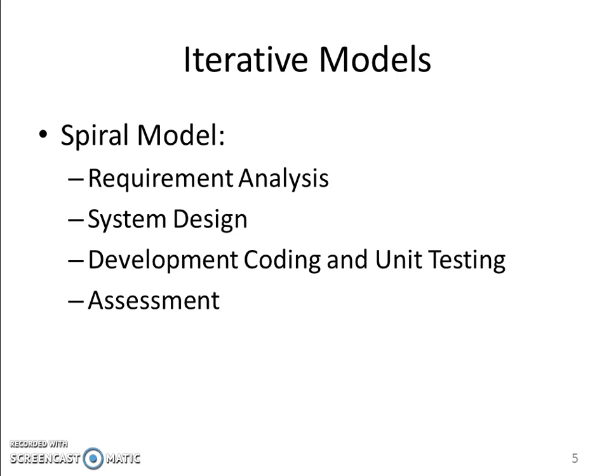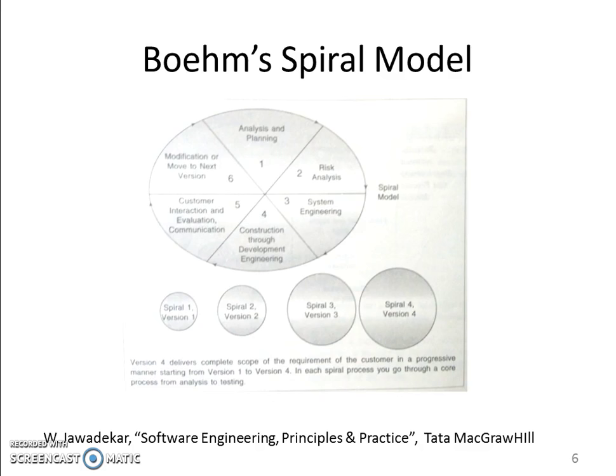Let us try to understand the spiral model, which is of iterative type. In this type of model, the requirement analysis, the system design, development, coding and unit testing, as well as assessment, are repetitively done. Boehm's spiral model passes through these various phases, that is phase number 1 to 6, which are nothing but analysis, planning, risk analysis, system designing, construction through development engineering, customer interaction and evaluation, as well as modifications which are suggested.